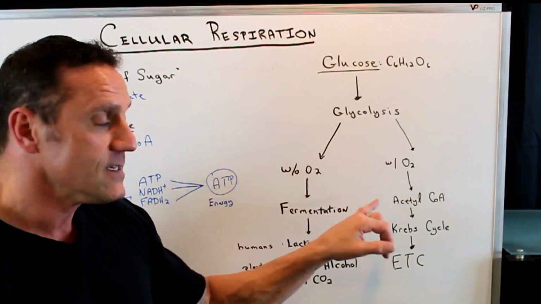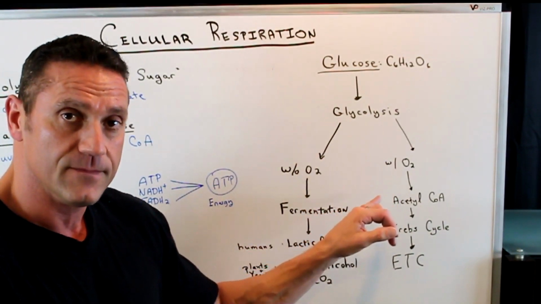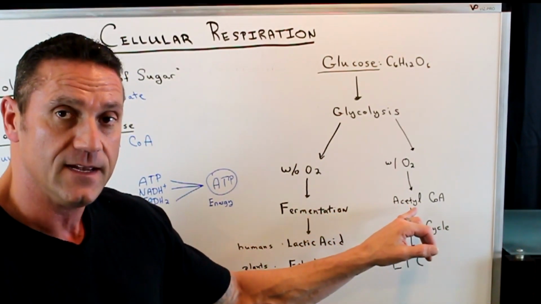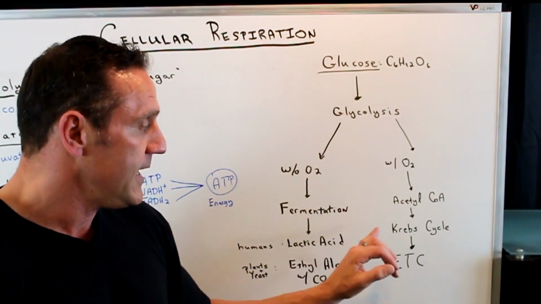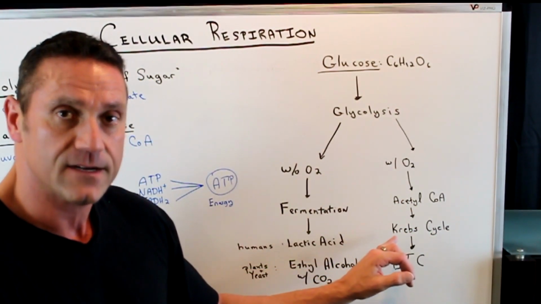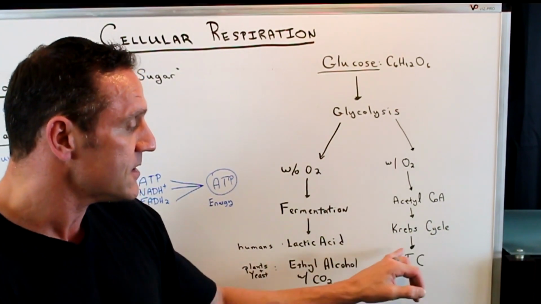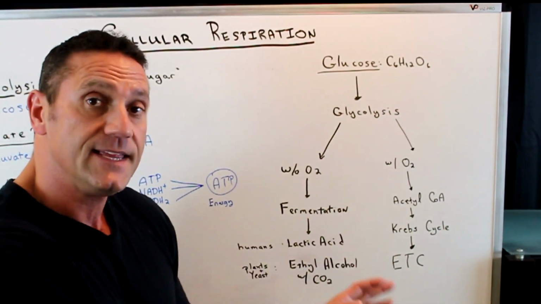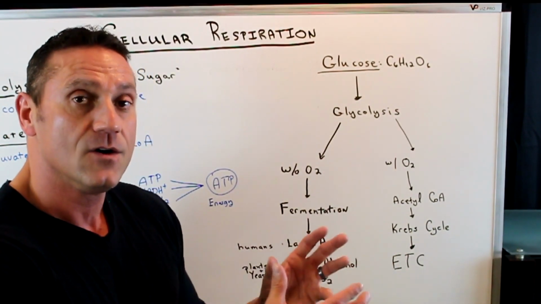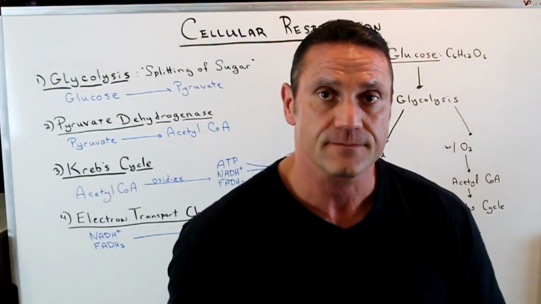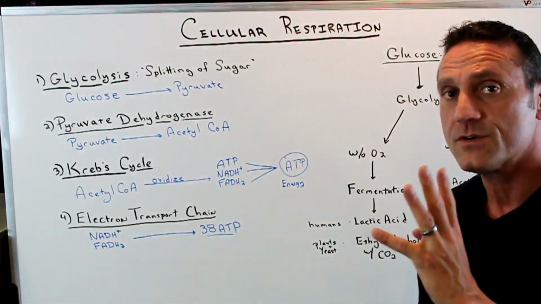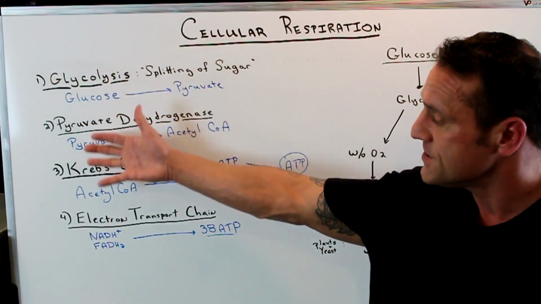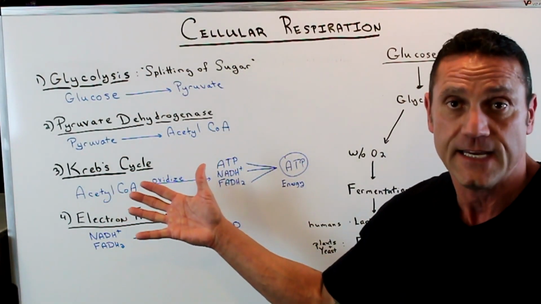In the presence of oxygen, it's going to make acetyl-CoA, which goes into the Krebs cycle, and the final result goes into the electron transport chain, and that's essentially where we make all of our ATPs. Now, there are going to be 4 steps. I just like to have a little brief explanation of each.